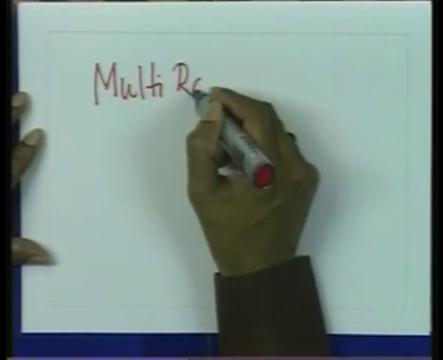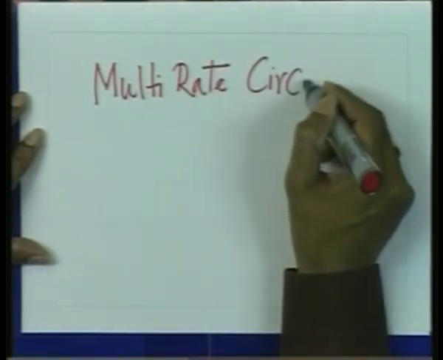The particular example which I have just drawn is suited for PCM, pulse code modulation multiplexing of digital voice. However, as we just mentioned, if different users have different data rates to transmit, then circuit switching is clearly unsuitable. So what do we do if different users have different data rates to transmit? Then we can have what is called multi-rate circuit switching.